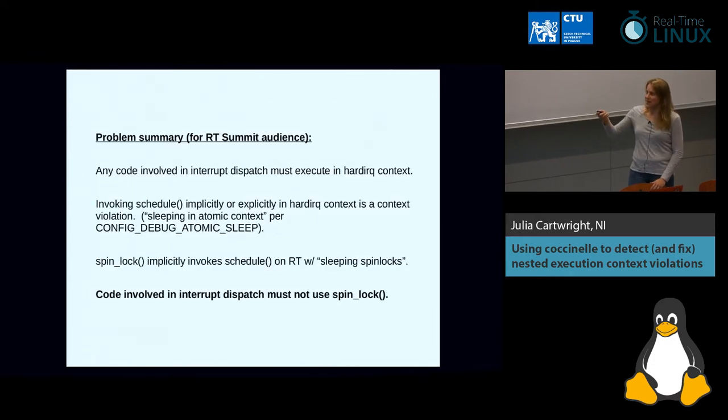So this is my variation of that same problem summary in this case, where instead of the explicit local_irq_disable, we just happen to know that code in interrupt dispatch is invoked in hard interrupt context. And similarly it's a context violation to acquire a spin lock within that region.